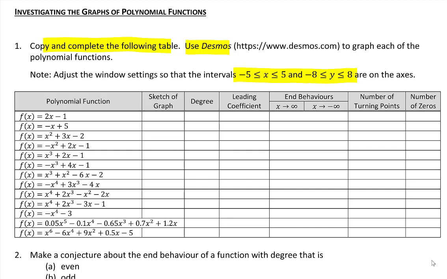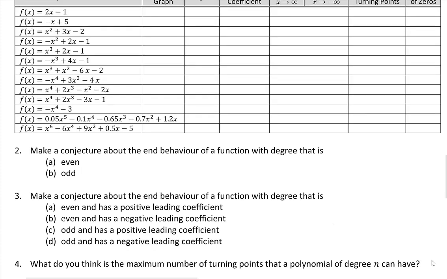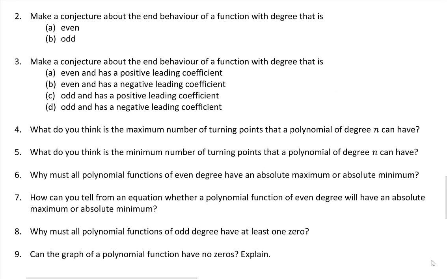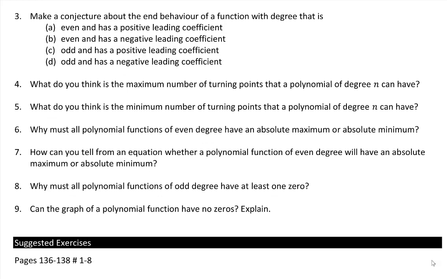You're going to state the leading coefficient. And remember that the leading coefficient is the coefficient in front of the variable with the highest exponent in the expression. You're going to discuss the end behaviors as x goes to infinity and as x goes to negative infinity. Then tell me how many turning points each of the graphs have and how many zeros. So how many times do they cross the x-axis? Once you complete that table, answer the questions that are listed below. Once complete, you should be able to answer the following questions.